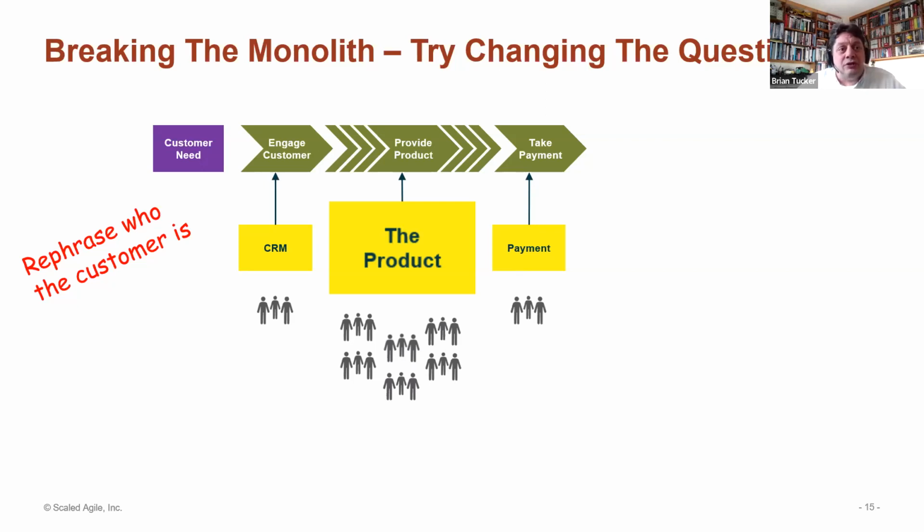We ran the value stream exercise using the game studios as the customer, and it became the sales value stream we've already seen. A handful of people dealing with CRM and payments, and several hundred people producing the product in the middle. We started discussing how we could break the monolith up, and the conversation pivoted to, what if we change the customer?